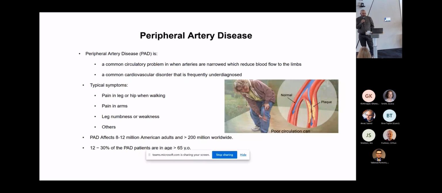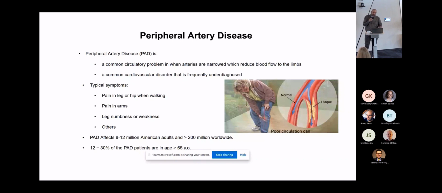In terms of the population, peripheral artery disease affects 8 to 12 million American adults and more than 200 million patients worldwide. And 12 to 30% of these patients are above 65 years old.